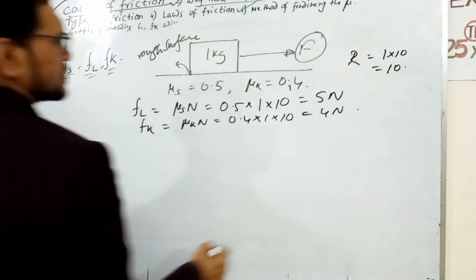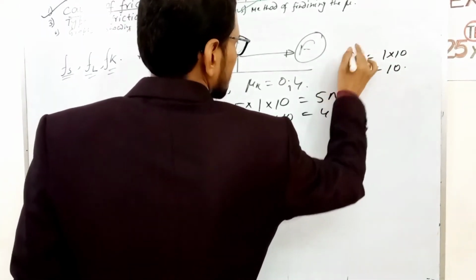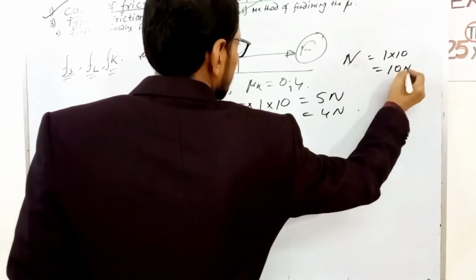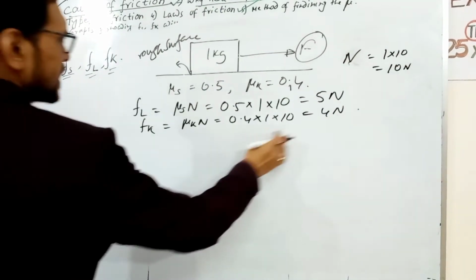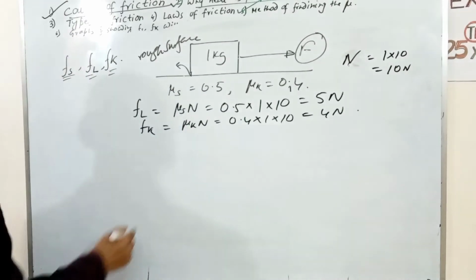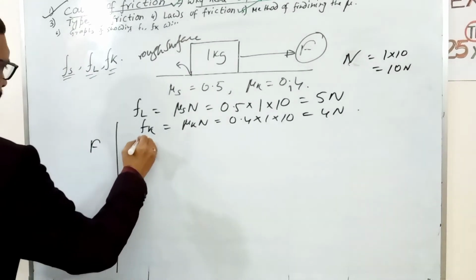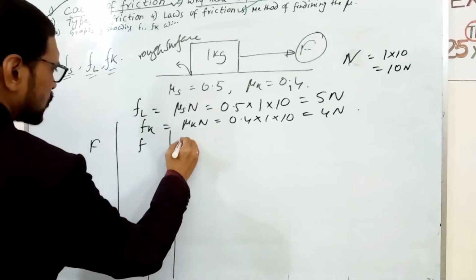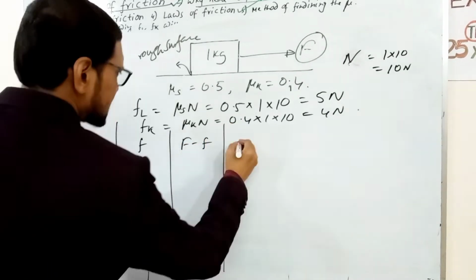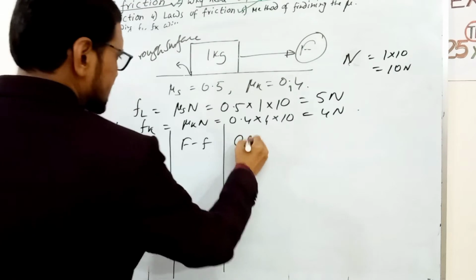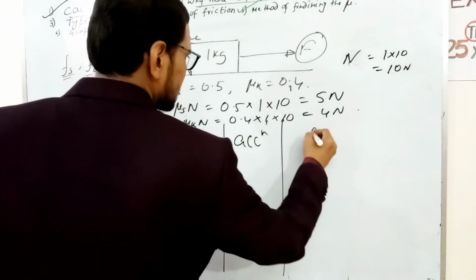Now the normal reaction N is 10 newton. Now the applied force, friction force, net force, acceleration and diagram.